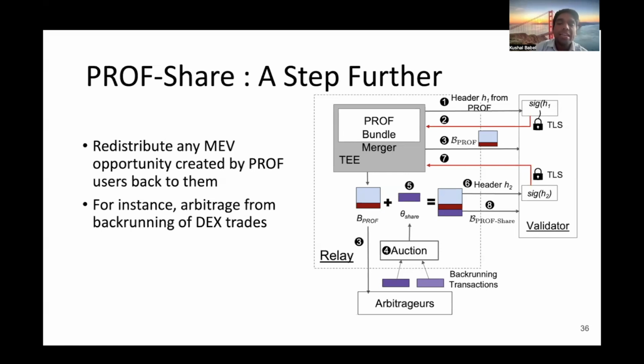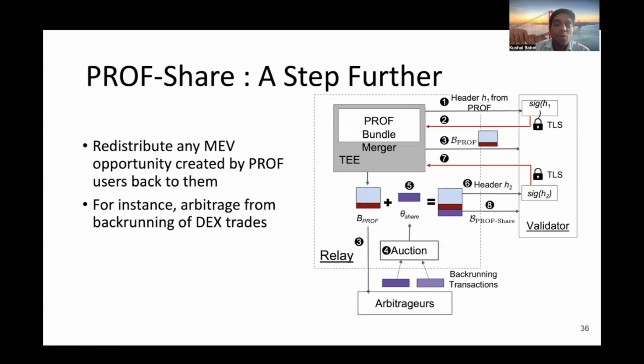And then you can create a new header for this backrun block, and get the validator to opt for that if the validator so prefers. Here, you would require some slight modification for the validator. Now the validator is signing two things. It's signing the original PROF-enriched block.